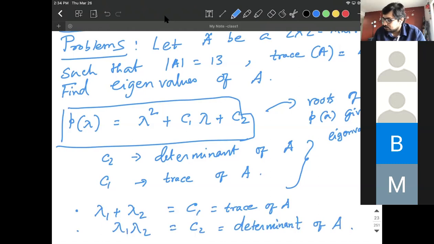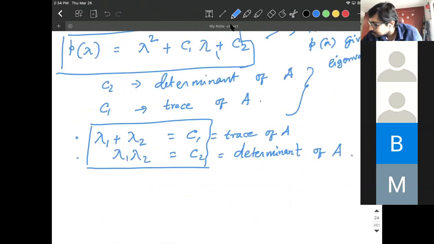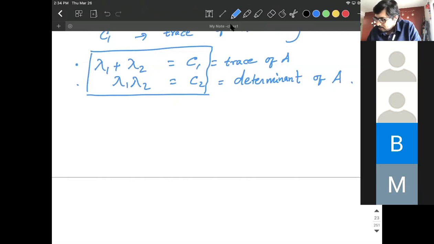Right? Do you agree? So this is true for any quadratic equation. Given a quadratic equation, the sum of the roots is given by C1, and the product of the roots is given by C2, so the coefficient of lambda and the constant term. So you have the sum of the roots, right? Now, if you want to solve this, what you want is sort of the difference of the two, lambda 1 and lambda 2.